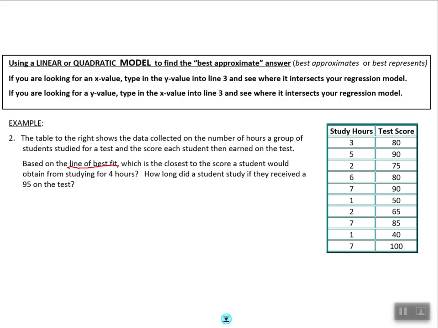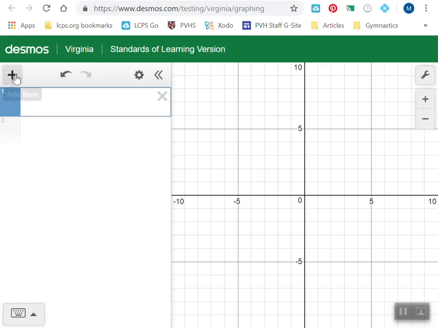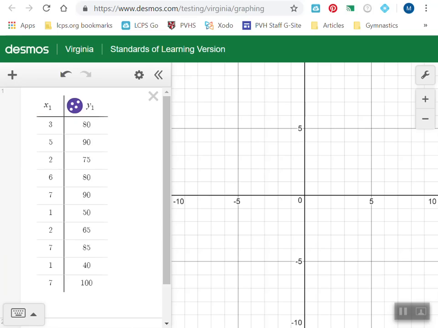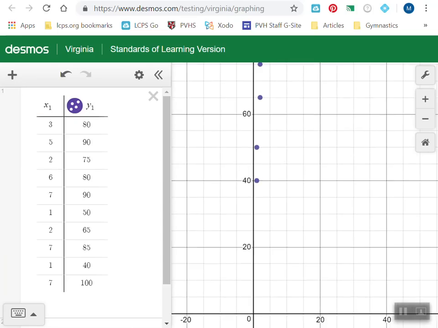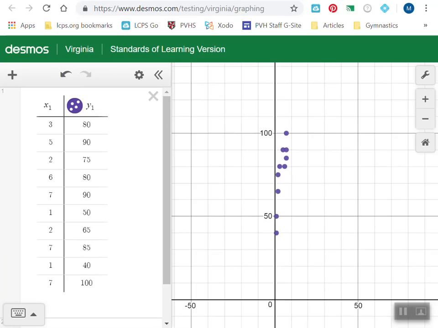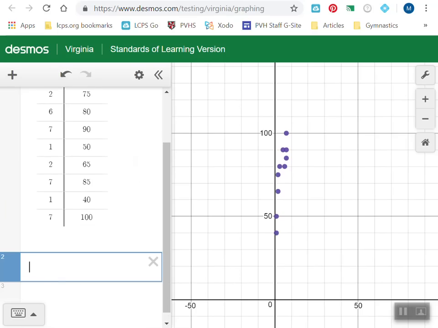Let's start by typing our data into Desmos. Click plus, table, and then type our data in. Once we have our data typed in, we need to zoom in or zoom out a little bit until we can see our scatter plot. Now, the problem told us that we specifically want a line of best fit. So let's go ahead and type that equation into the second line of Desmos.